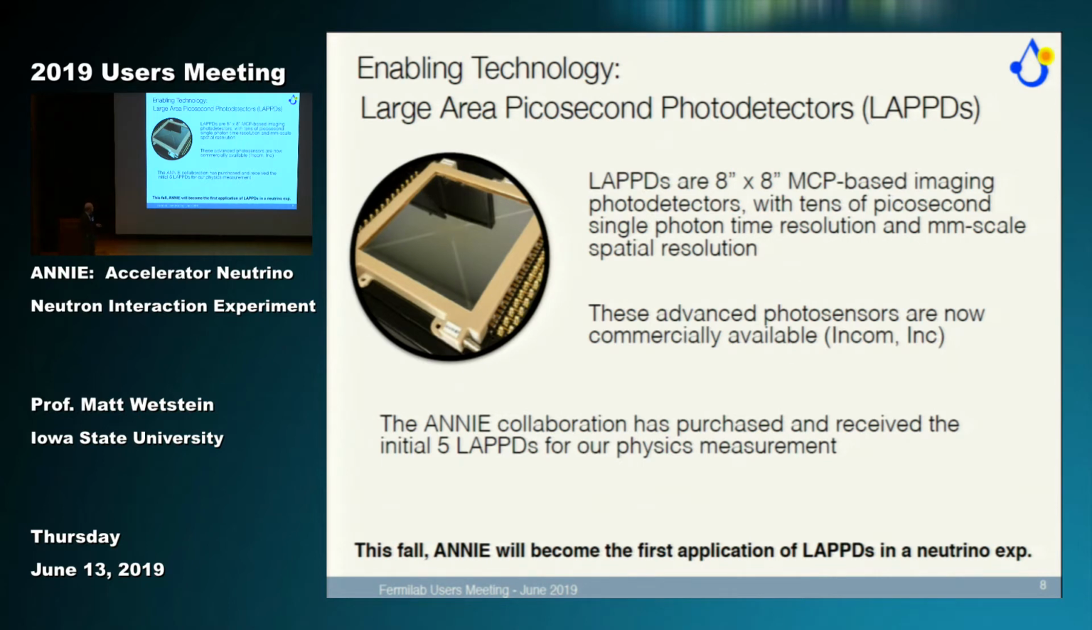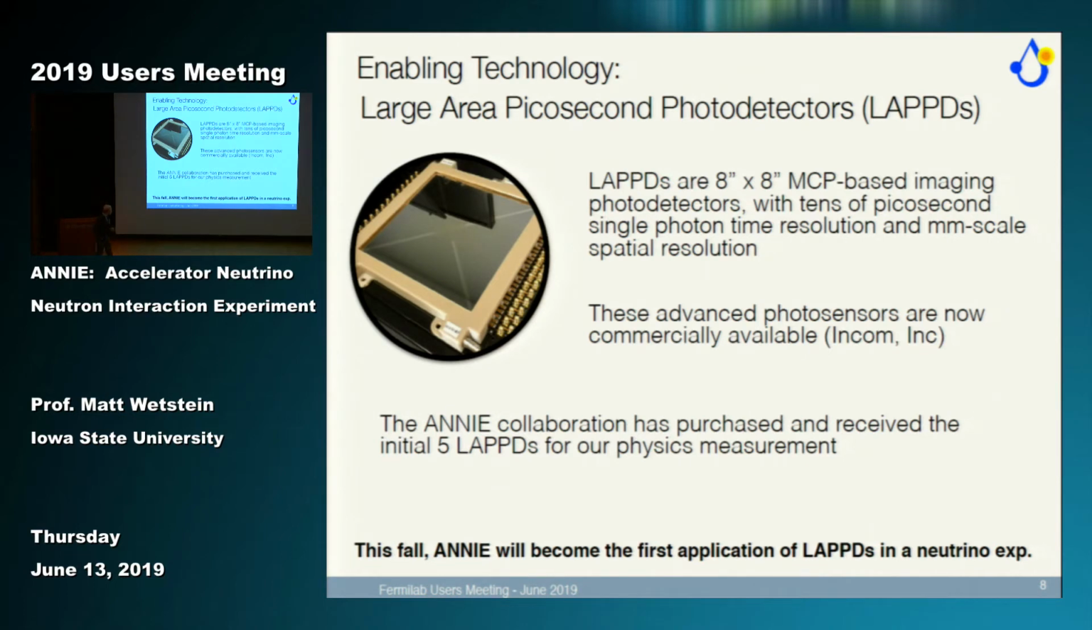These advanced new photosensors, I'm relieved to say now, are commercially available through INCOM Incorporated. And I'm also happy to say that the A.N.N.I.E collaboration has purchased and received all of our initial 5 LAPPDs for our physics measurement, and in fact, 2 of them arrived at Fermilab yesterday.